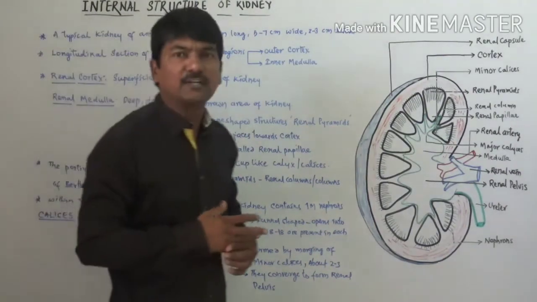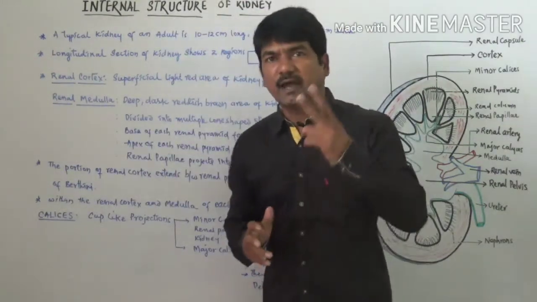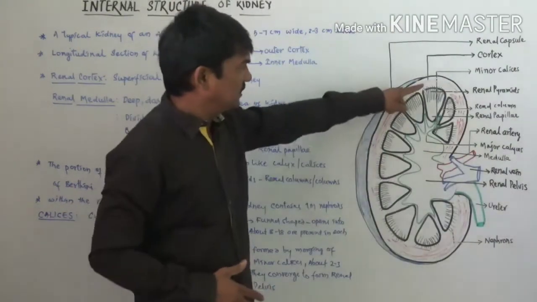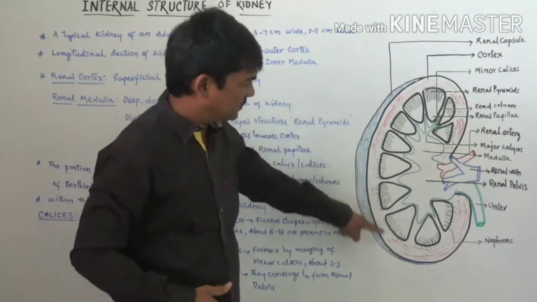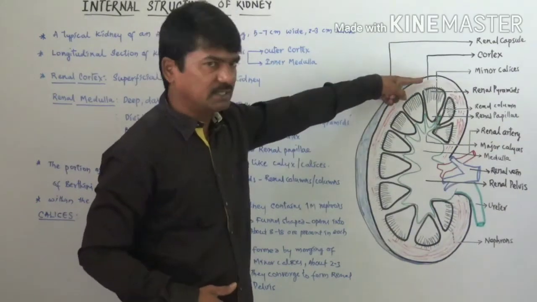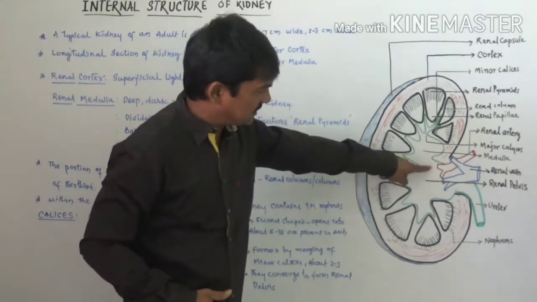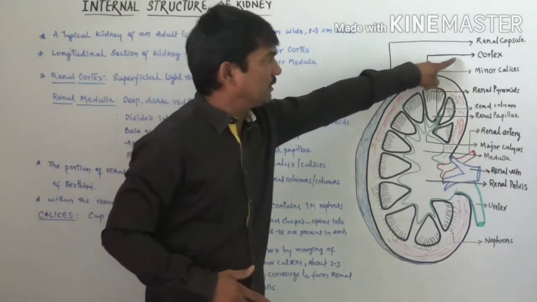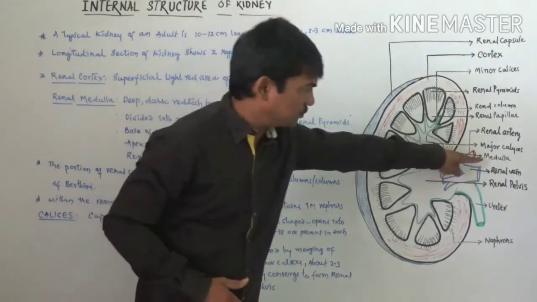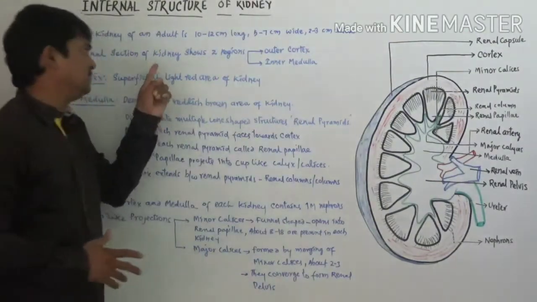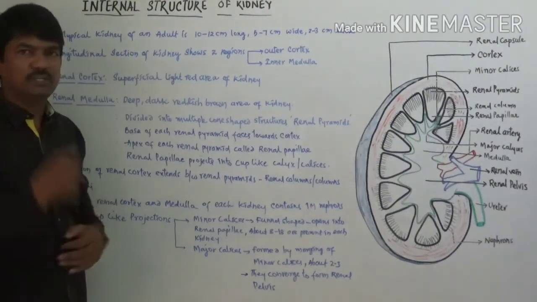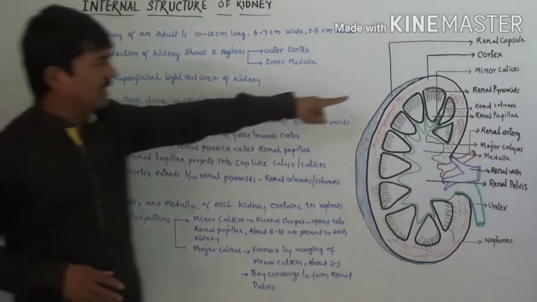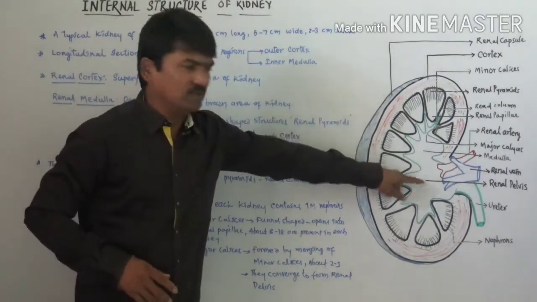And if you see the longitudinal section of the kidney, we can identify two parts. Here is the reddish colored structure, which is the outer surface of the kidney, whereas the inner surface is another part. The outermost part of the kidney is known as the renal cortex, and the innermost part of the kidney is known as the medulla. So the longitudinal section of the kidney shows two specific parts, the outer cortex and the inner medulla.